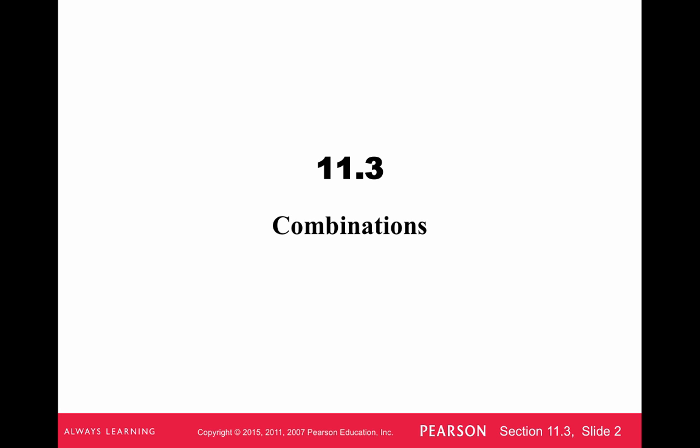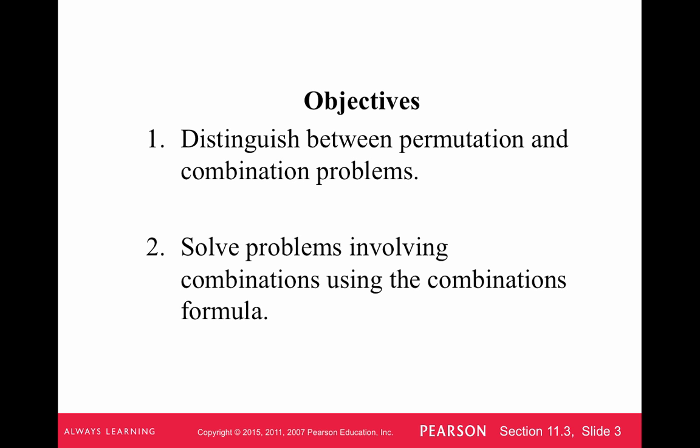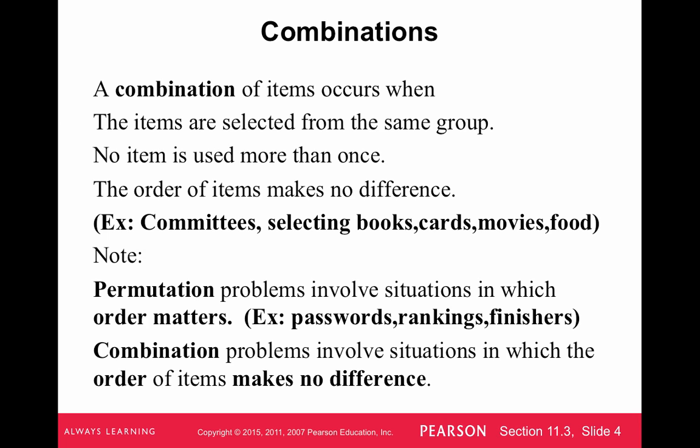And this is our video lecture over section 11.3, which covers our last counting technique called combinations. So combinations are very similar to permutations. The main thing in a combination is that order does not matter when we make these selections. So the first thing we need to do is distinguish between permutation and combination problems, and then we'll do some combination problems using the formula.